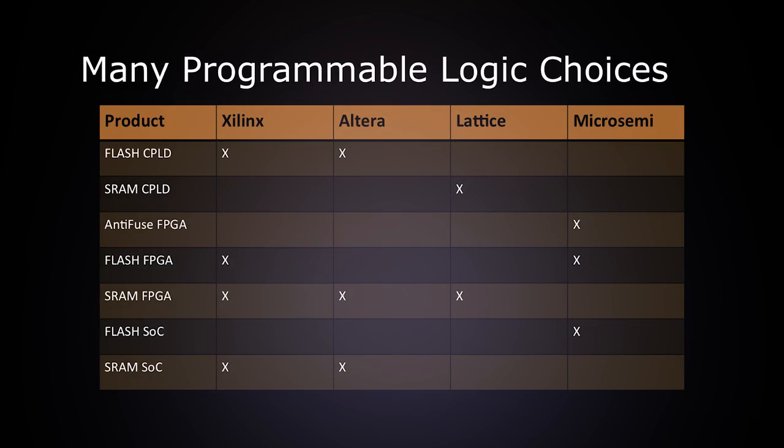The four major PLD vendors have a variety of offerings that include many configuration types. Xilinx offers flash CPLDs and FPGAs and SRAM FPGAs. Altera provides flash CPLDs and SRAM FPGAs. Lattice sells SRAM CPLDs and FPGAs. And Microsemi offers anti-fuse and flash FPGAs.